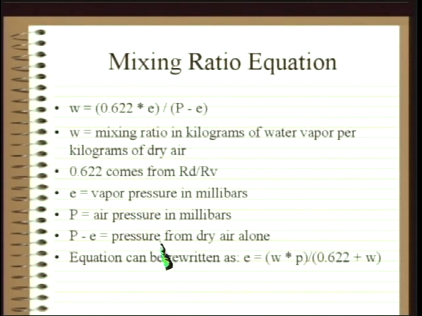If we wanted to rewrite this equation where E, the vapor pressure, is on one side of the equation, we can do that. We can rearrange this equation here to get this equation. The vapor pressure is equal to the mixing ratio times the pressure, and then divided by 0.622 plus the mixing ratio.